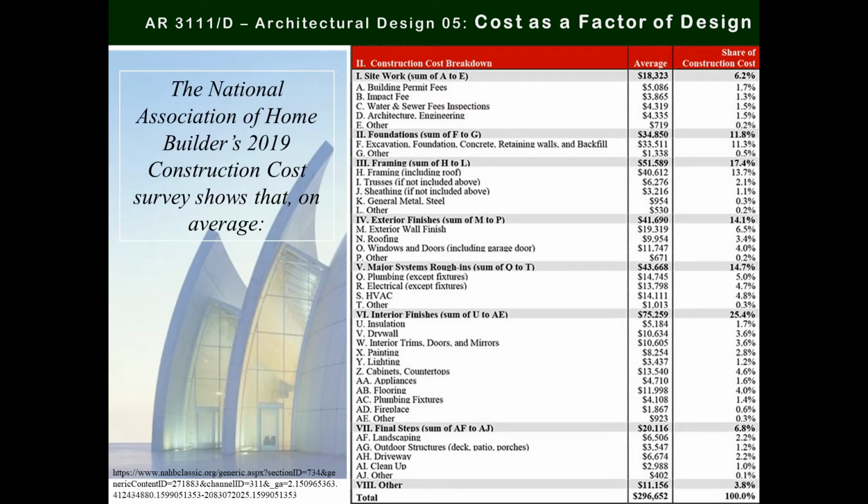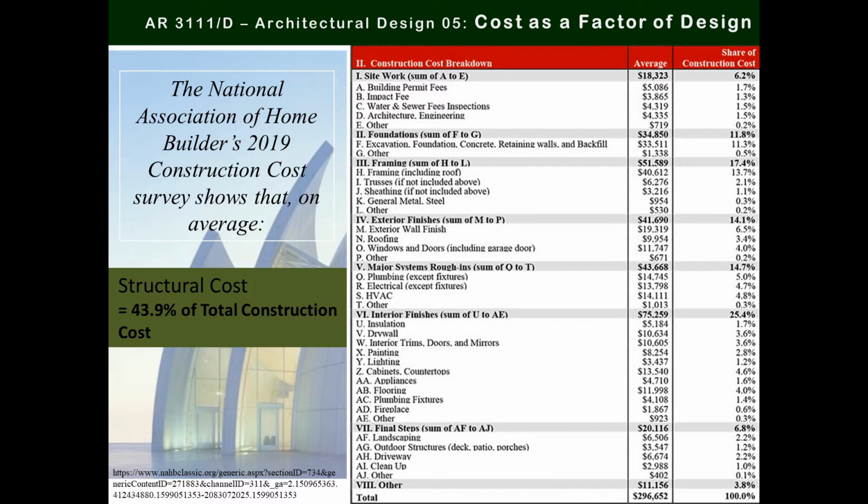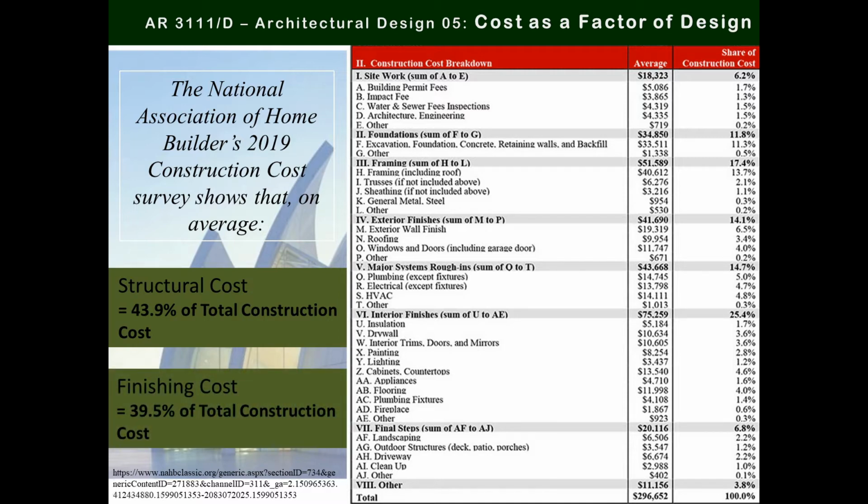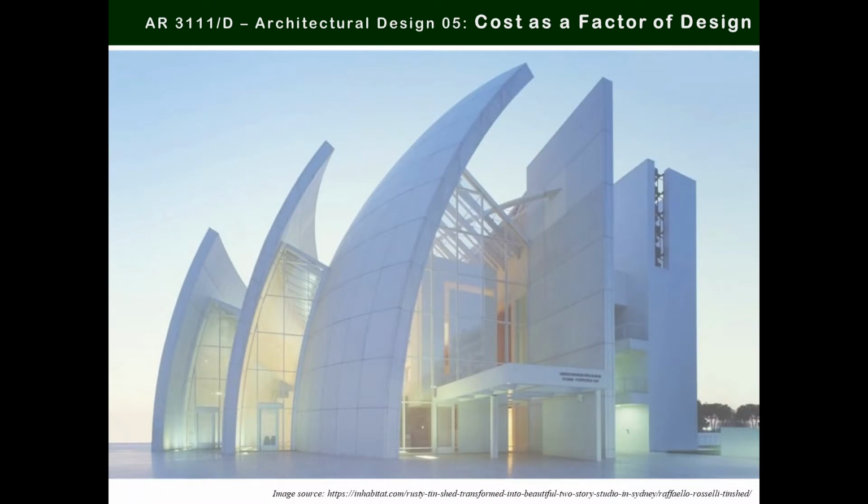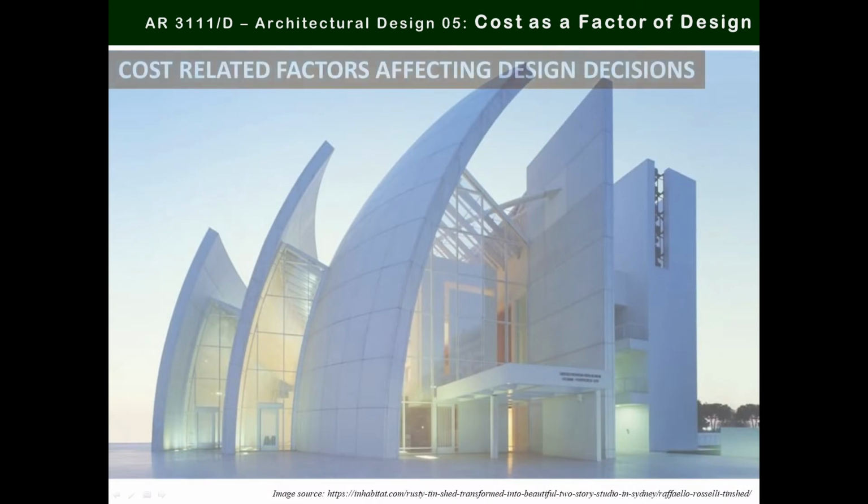The National Association of Home Builders 2019 Construction Cost Survey shows that on average, the structural cost accounts to around 44% of the total construction cost, while the finishing cost is around 40%. But what are the cost factors that affect building design and ultimately its construction? The rest of the slides present some of the cost-related factors affecting design.